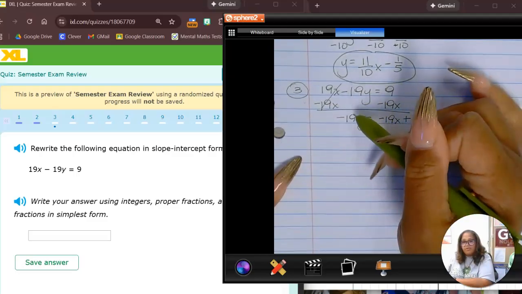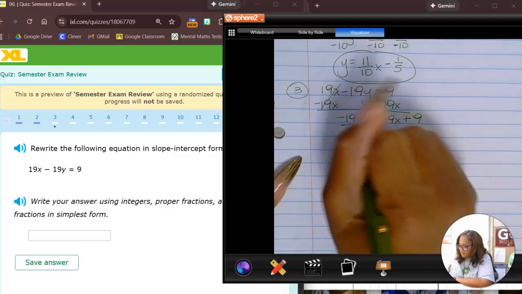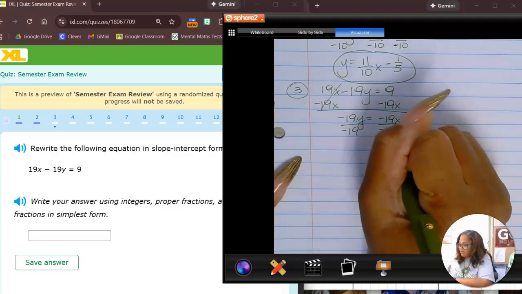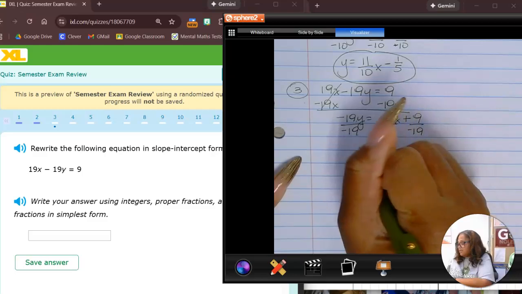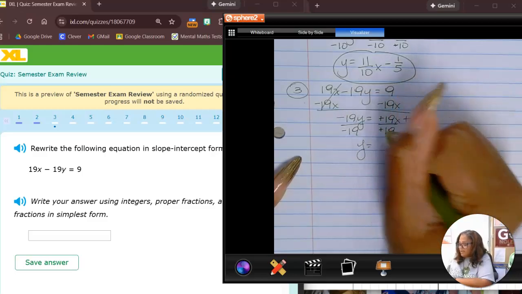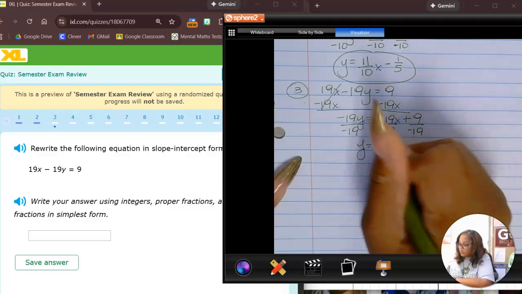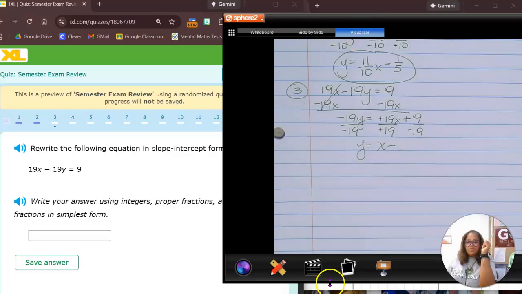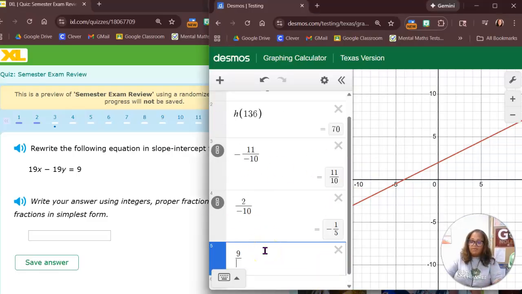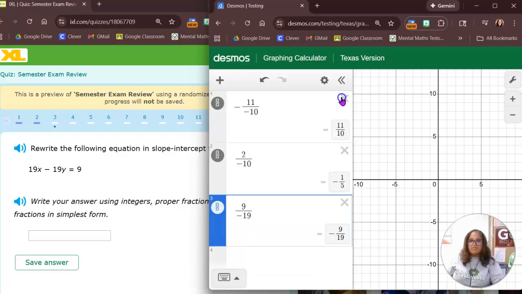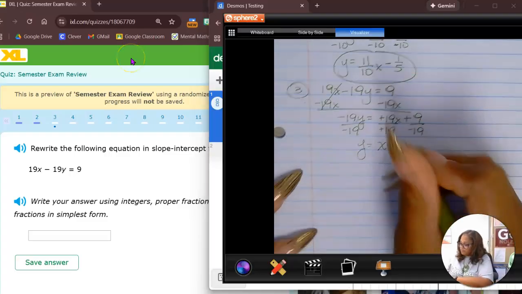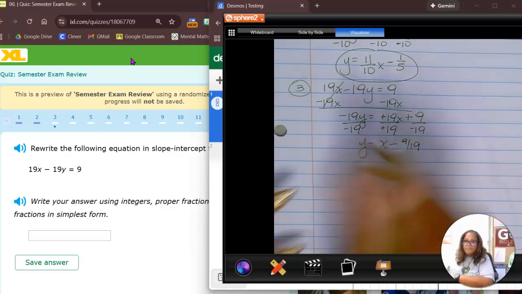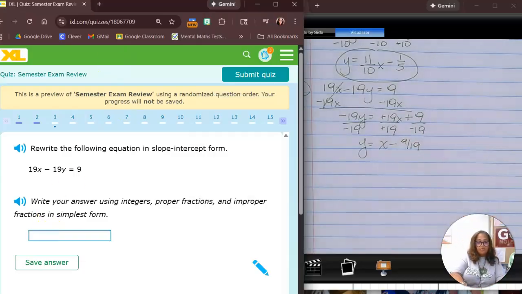Then divide everything by your coefficient of y here, which is negative 19. Divide by negative 19, divide by negative 19, divide by negative 19. Y equals, these cancel out and make a positive. 19 over 19 is just 1. So this is x minus, go to Desmos to double check. 9 divided by negative 19 is just negative 9/19. So let's clear some of these out. Then I'll come over here and type y equals x minus 9/19.